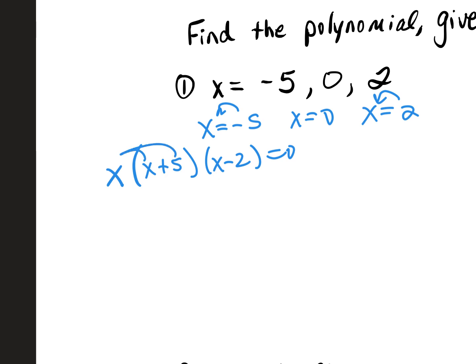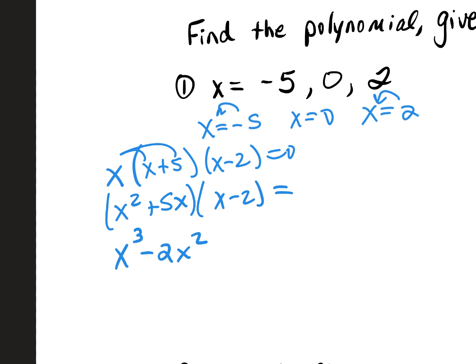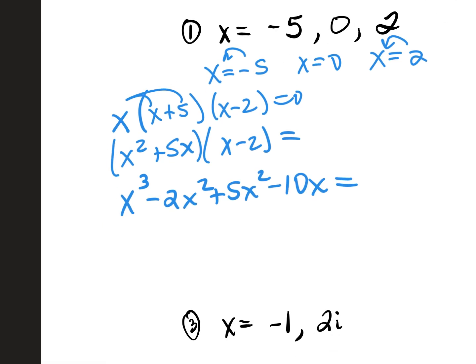So I'll go in here first. I get x squared plus 5x. And then I'm going to times that by x minus 2. So x squared times x gives me x cubed. x squared times negative 2 gives me negative 2x squared. 5x and x is plus 5x squared. And 5x and negative 2 is going to be negative 10x. And then we're just going to combine like terms. So x cubed plus 3x squared minus 10x equals 0.